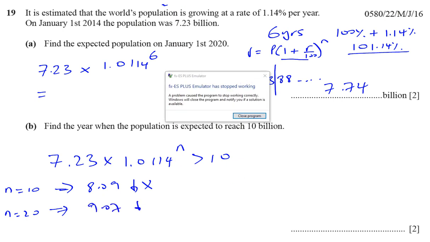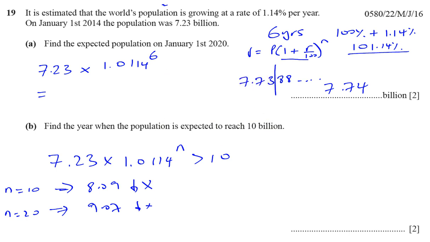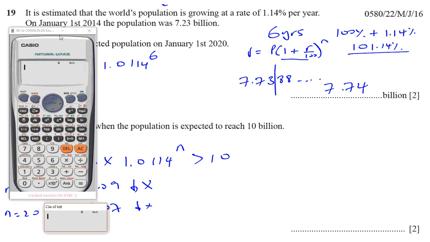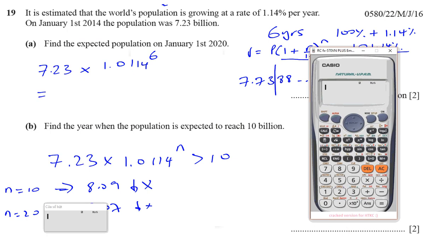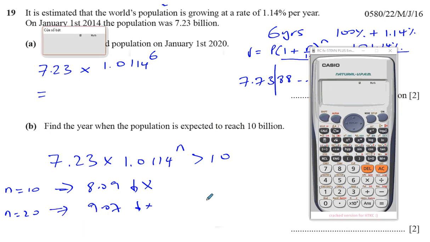That's too low again. Oops, something happened to the calculator. Let me fix that. I've got to set up again now, don't I? So you've got 7.23 times 1.0114 to the power of, we've tried 20, that was too low.